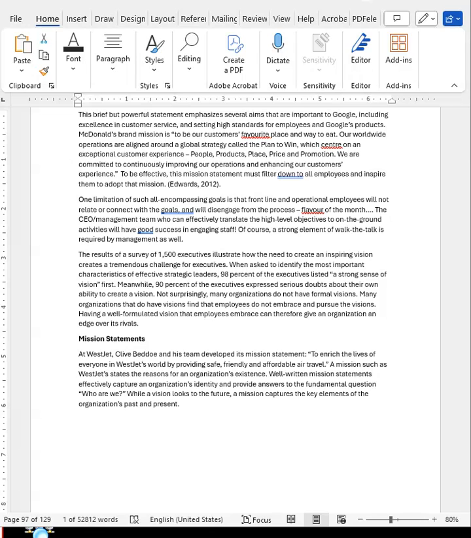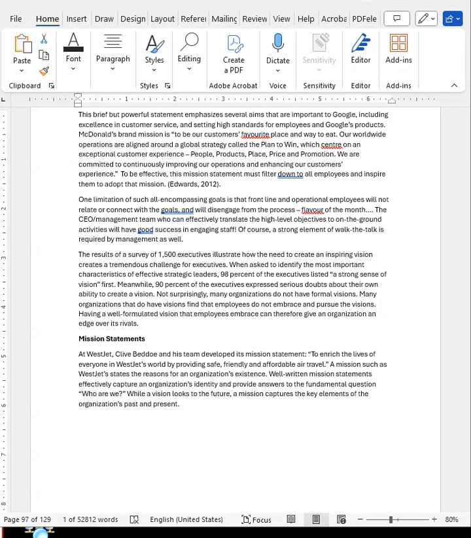The results of a survey of 1,500 executives illustrate how the need to create an inspiring vision creates a tremendous challenge for executives. When asked to identify the most important characteristics of effective strategic leaders, 98% of the executives listed a strong sense of vision first. Meanwhile, 90% of the executives expressed serious doubts about their own ability to create a vision.